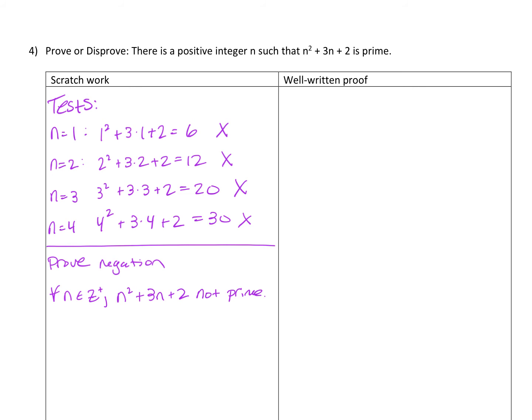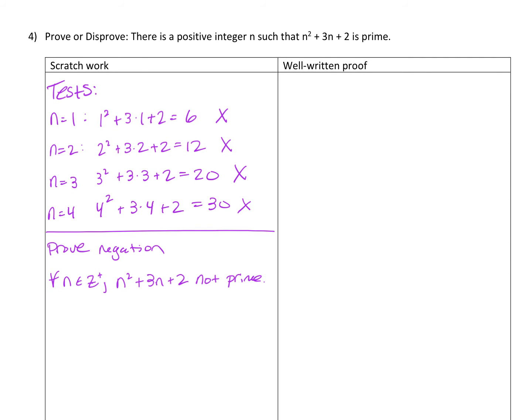So to prove that, it's a "for every." I have to prove a "for every," which means that I have to use direct proof. So I should suppose n is a positive integer. And then I need to show, NTS often abbreviates "need to show." So I need to show the second part, that n squared plus 3n plus 2 is not prime.